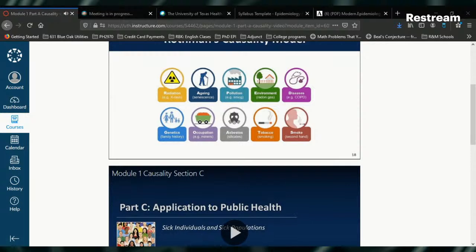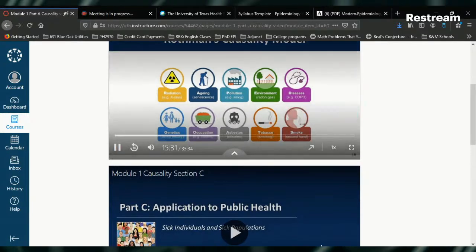These are all component causes per Rothman's model. Lung cancer is not caused by a single risk factor. Rather, multiple risk factors have been identified and implicated.